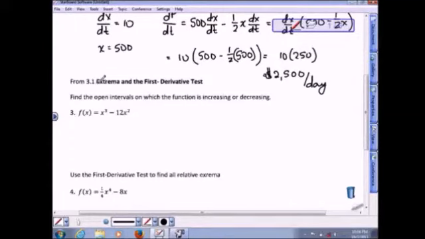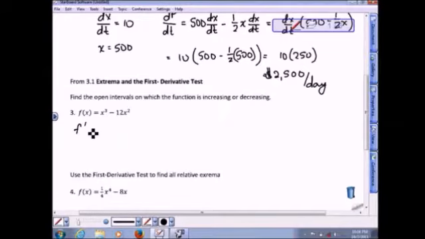Lesson 3.1 was using the first derivative as a means of finding intervals on which the function is increasing or decreasing. It had to do with the slope of the tangent line. If the first derivative yields a positive value, that's a positive slope of the tangent line. That's an increasing interval of the function. And if the first derivative yielded negative values, that was indicative of a decreasing interval.